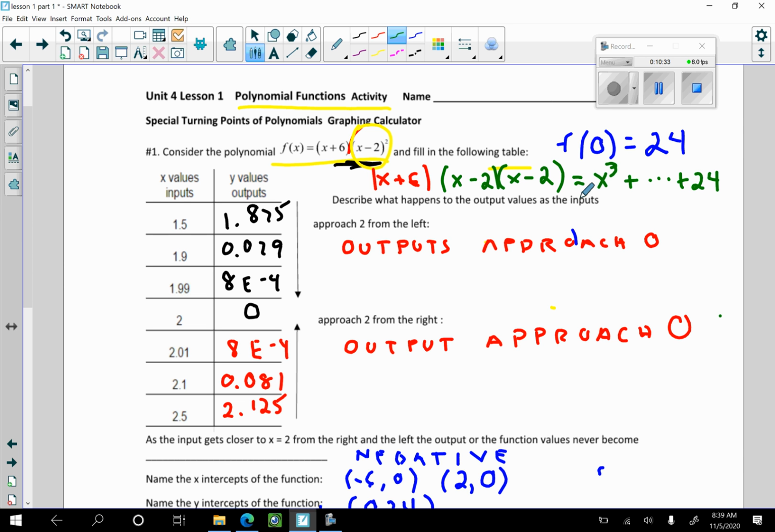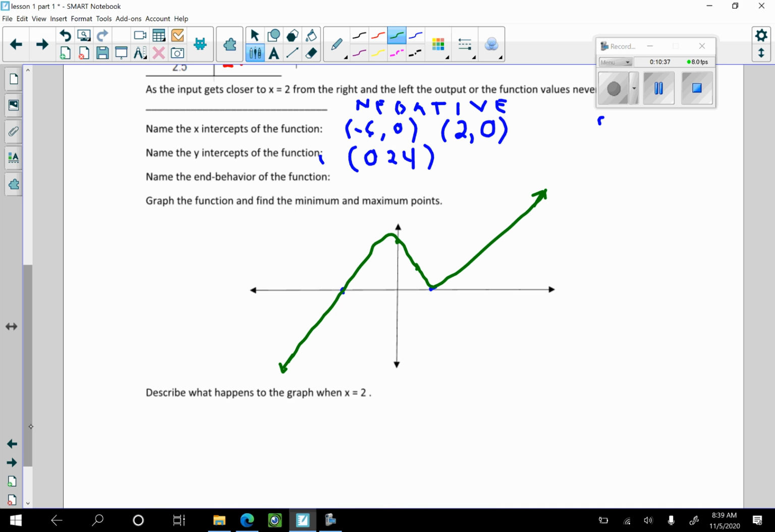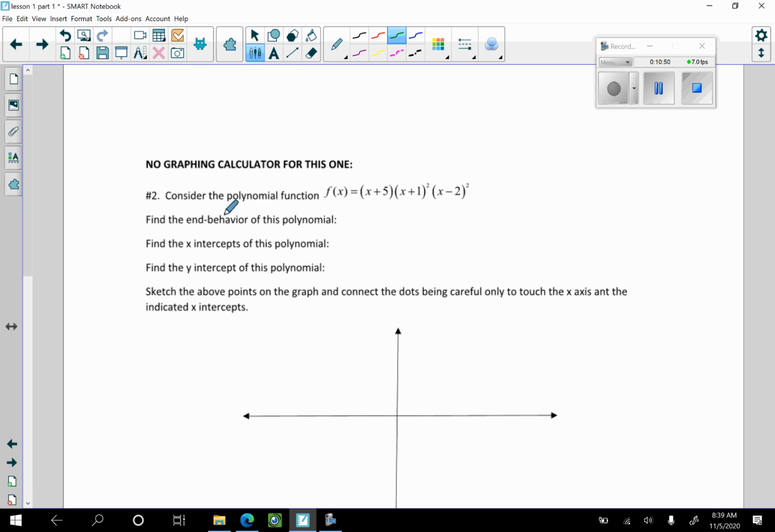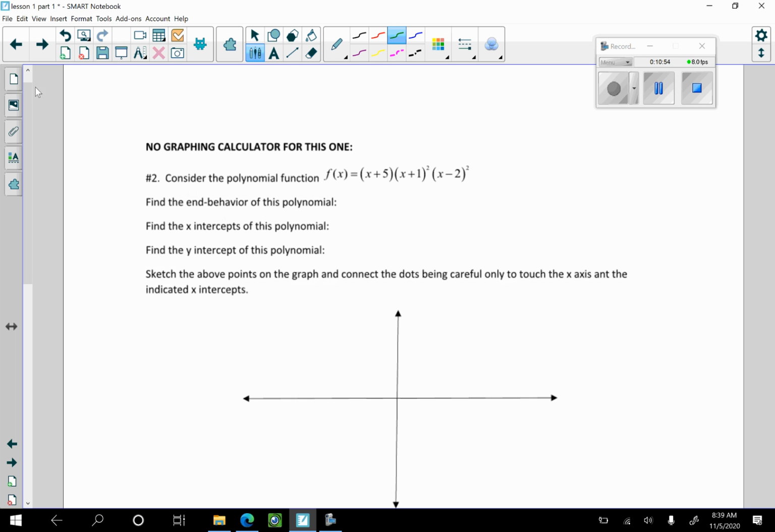You don't have to worry about the whole double root thing, you just have to know it bounces at 2. Let's see, what else can we do? What happens at 2? It bounces, the graph bounces. And let's see if there's anything else on this particular activity. Okay. Don't use our graphing calculator. I have 5 minutes. So real quick, let's look at this bad boy.